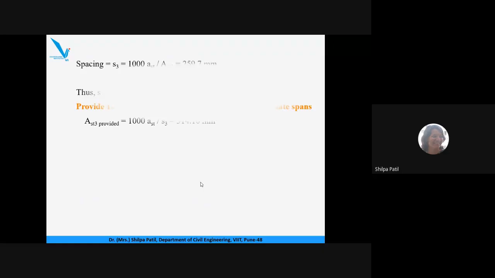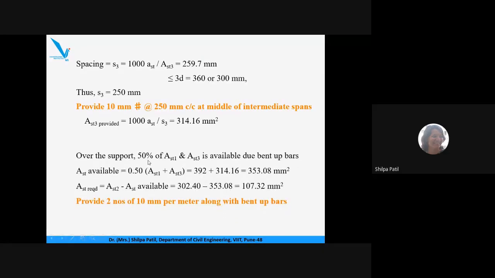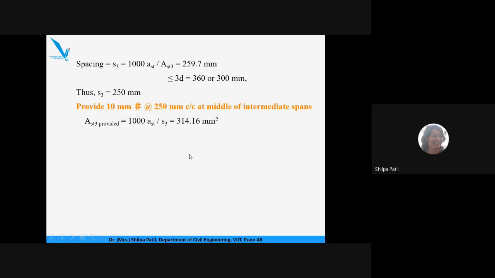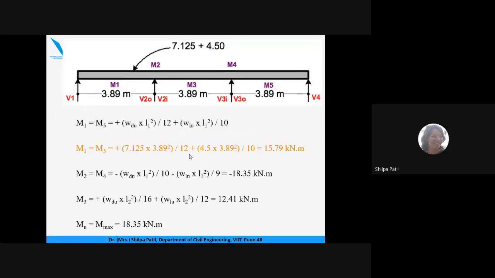Over the support, see, 50% from AST1. Sorry, AST1 is for slab 2 and AST3 is for slab 3. I will go back to avoid the confusion. This is the diagram. So this is our S2, S3 and S4 slab. Here we are providing AST1 and here we are providing AST3. To resist M1 we have provided AST1, to resist M3 we have provided AST3.